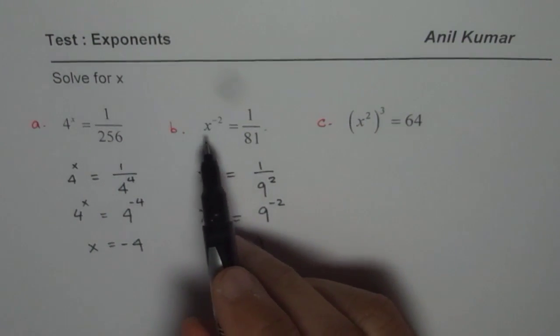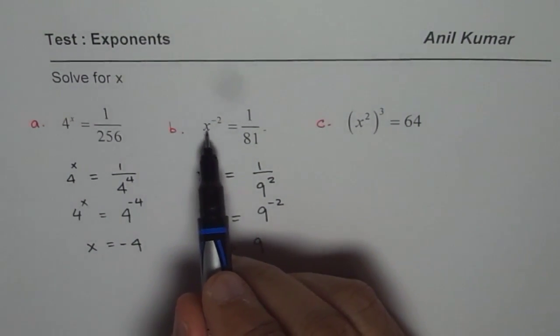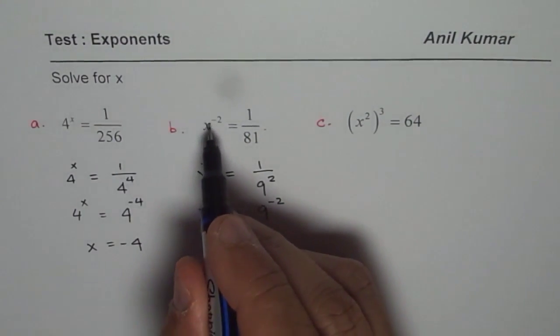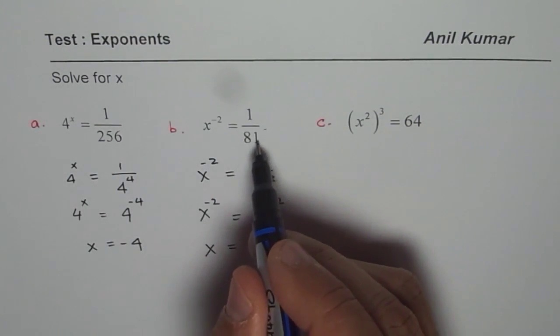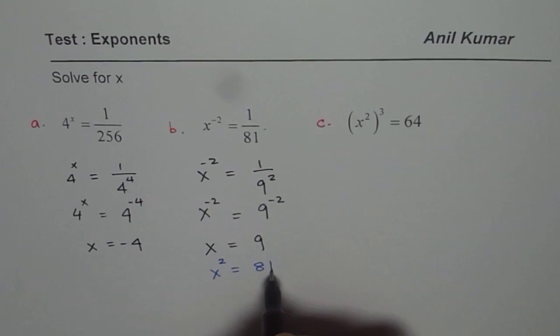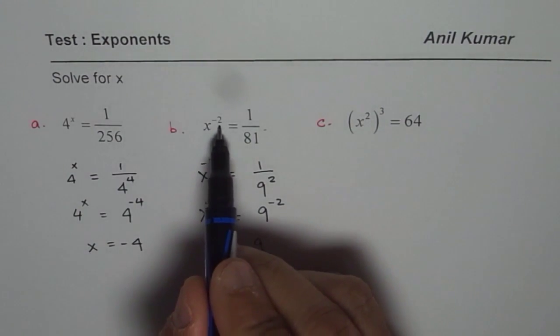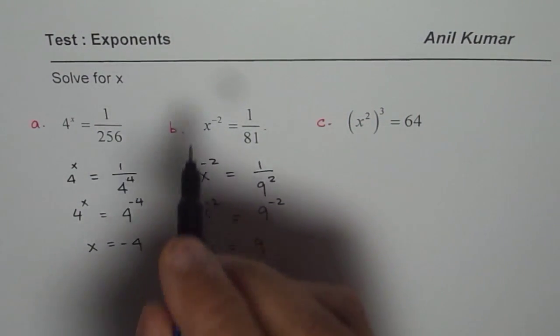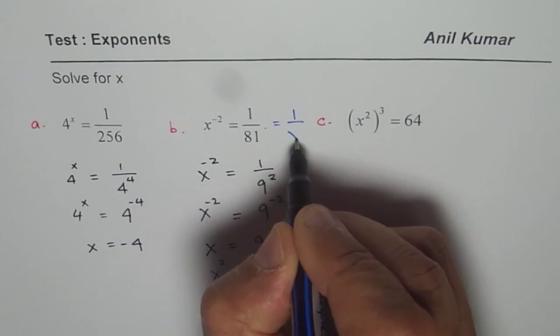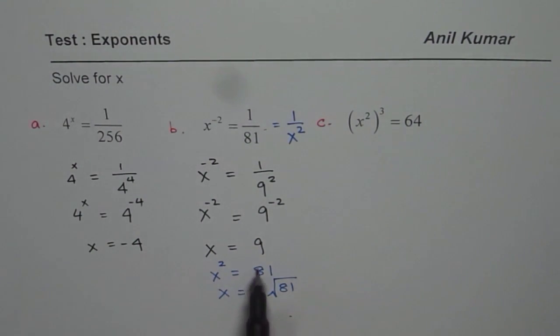Now there is an alternate way also. What we can do here is, x to the power of minus 2 is 1 over 81. So that means x squared will be equal to 81. Now if the square of x is 81, then x has to be the square root of 81. You get the idea. x to the power of minus 2 really means we are writing this as 1 over x squared. And then say x squared equals 81, and x should be the square root of 81.